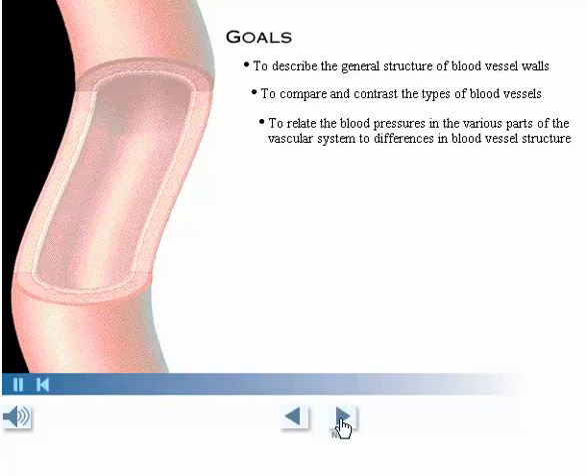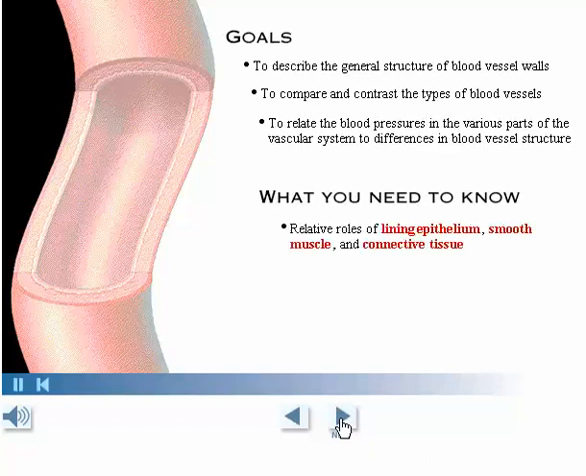vessel structure. Here's what you need to know: the relative roles of lining epithelium, smooth muscle, and connective tissue, the pathway of systemic and pulmonary circuits. To see definitions of terms, click the bold red words.